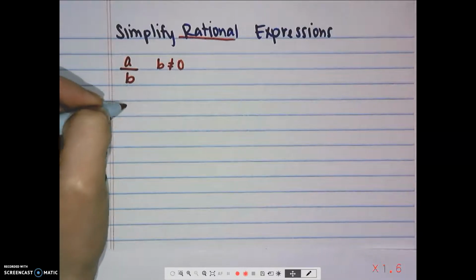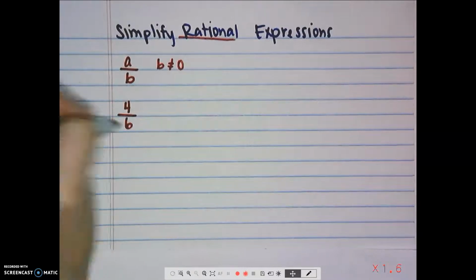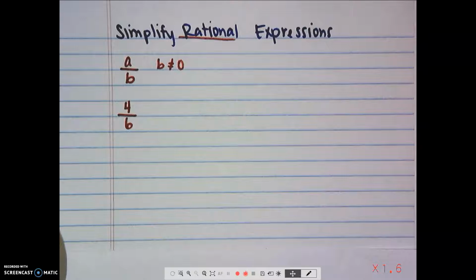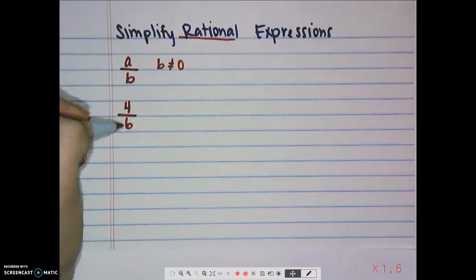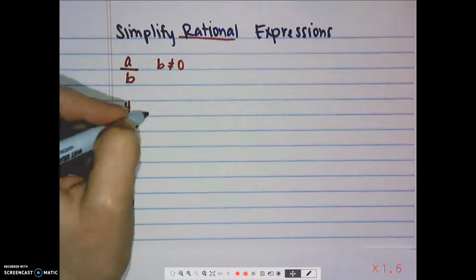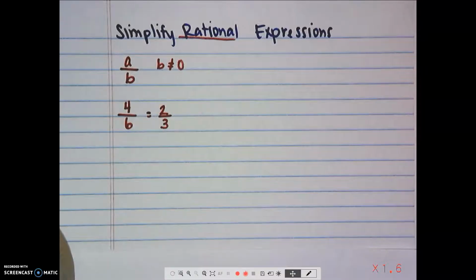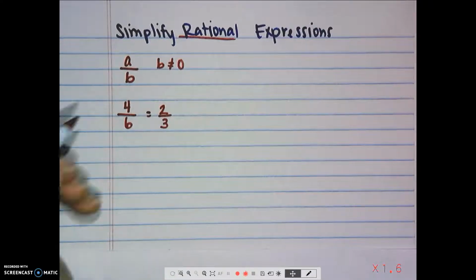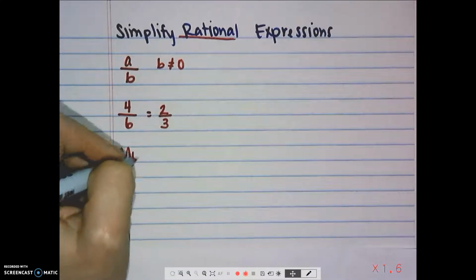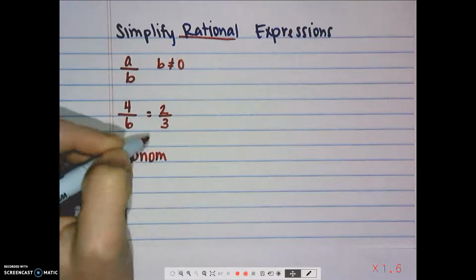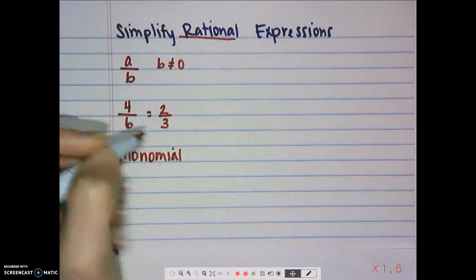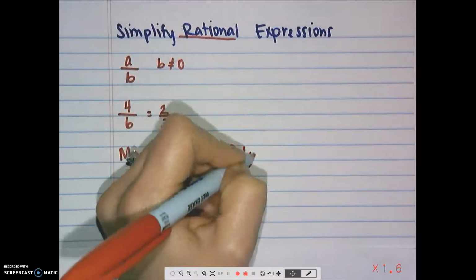So if you remember from the past, if we had something like 4/6, and I ask you to simplify that, both of those numbers are divisible by 2, so that would simplify to be 2/3. That's the major thing that we're going to be doing with these, is simplifying fractions. Now, another major piece that we need to talk about is the difference between a monomial and a polynomial.